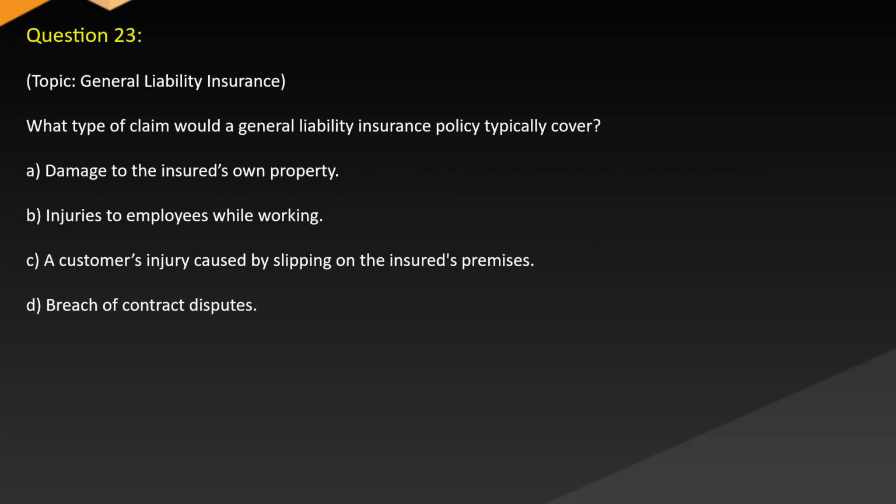Question 23. Topic: General liability insurance. What type of claim would a general liability insurance policy typically cover? A. Damage to the insured's own property. B. Injuries to employees while working. C. A customer's injury caused by slipping on the insured's premises. D. Breach of contract disputes.